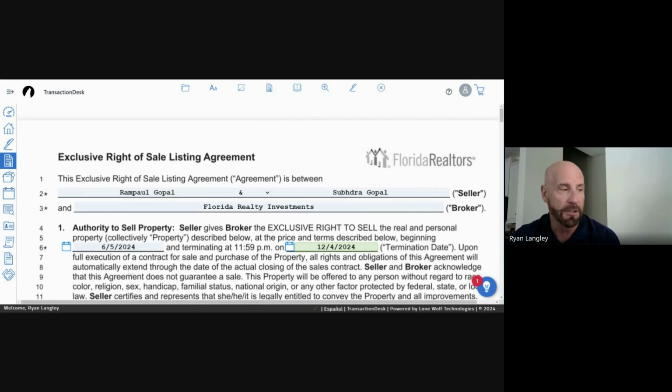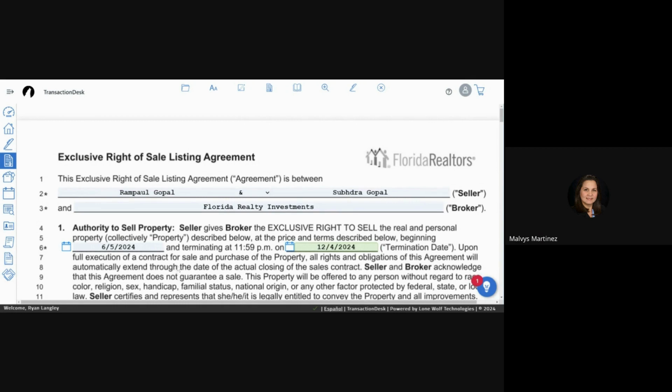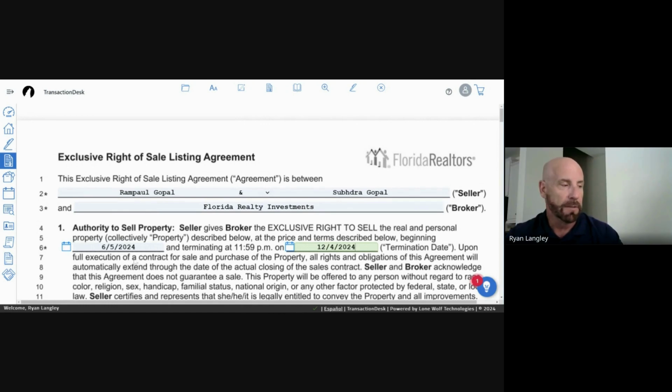They can sign today. They can sign June 4th. They can sign June 5th. They can sign anytime between now and then. But June 5th is when the house is to be going on the MLS. Right. And the only time you'll need an exclusion is if it goes past June 5th before you get it on there.